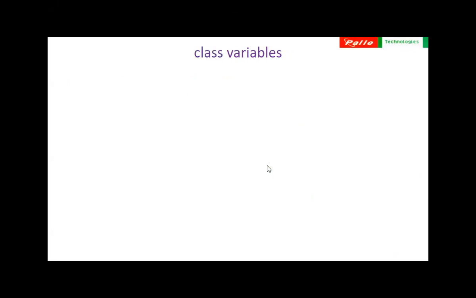Remember, we have one more type of variable, that is called a class variable. Can you get some idea which kind of variable is called a class variable? The variable created inside the class but outside a method is called a class variable. We will see more about class variables tomorrow.